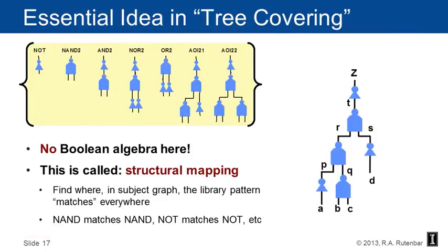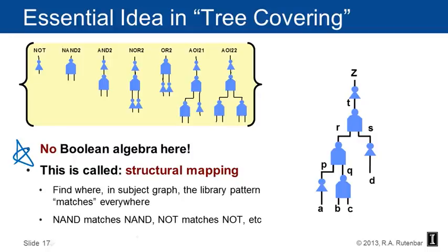So what's the essential idea of tree covering? And this sounds a little strange, but the idea of tree covering is I want to avoid doing any Boolean algebra. Even though we're actually pretty good at that at this point, I don't want to do this with any Boolean algebra. I want to do this by just essentially pattern matching, like matching a string. A capital B matches a capital B, but a capital B doesn't match a lowercase x. The technology library, which I'm again showing at the top left, a NOT, a NAND2, AND2, NOR2, OR2, AOI21, AOI22, each expressed specifically in NAND2 and NOT gates.